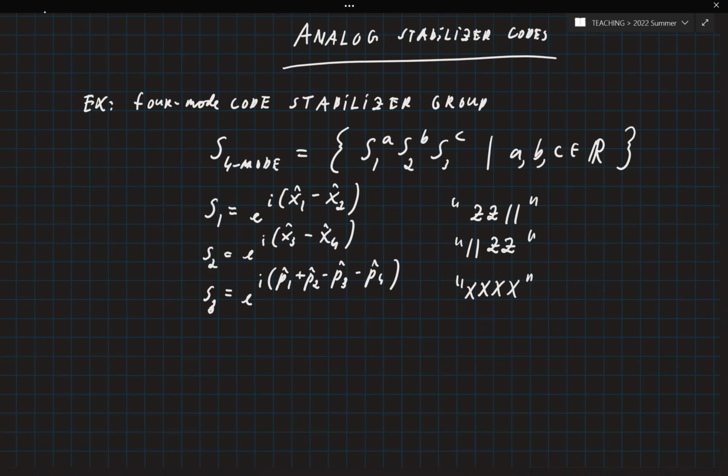And error spaces now are labeled by these ABC elements that correspond to the powers of the stabilizer generators for the stabilizer group. Notice that error spaces are labeled by a continuous number. So that sounds a bit problematic. But because of this, there is actually something that simplifies. This group, stabilizer group, is continuous.